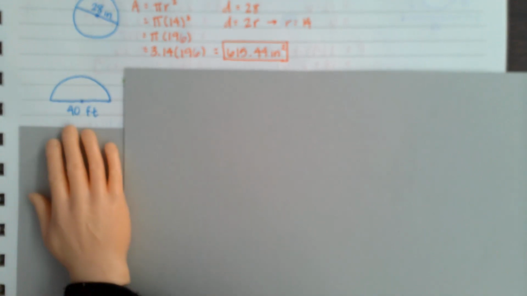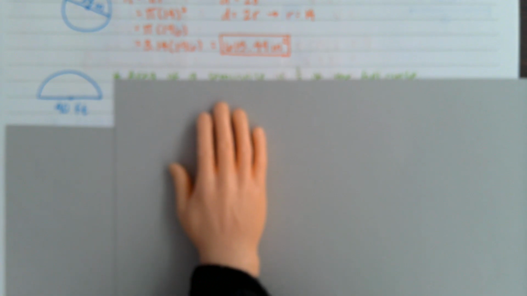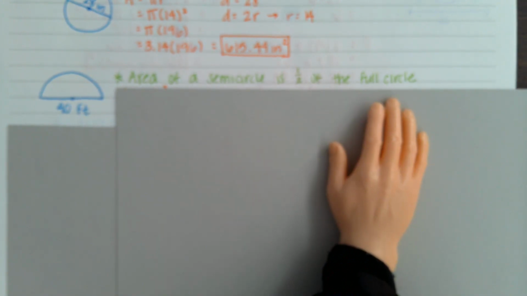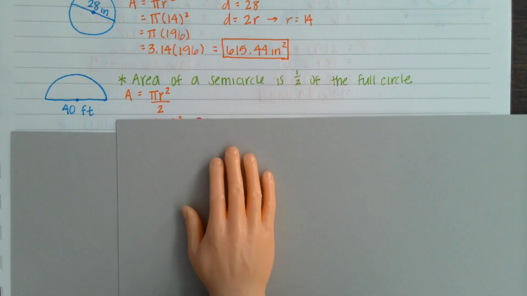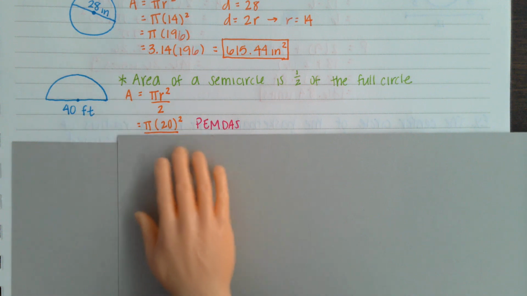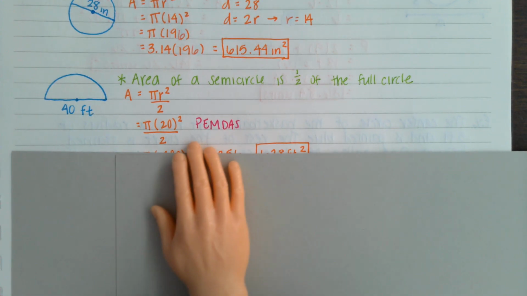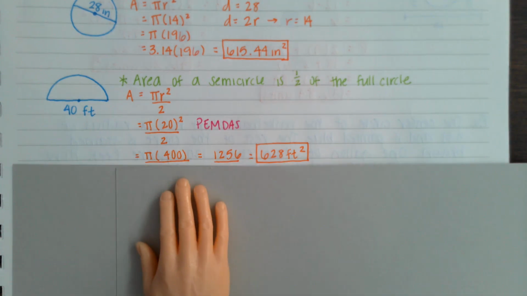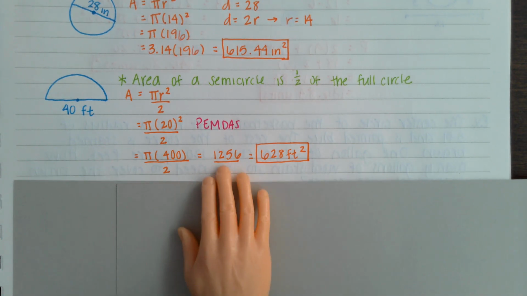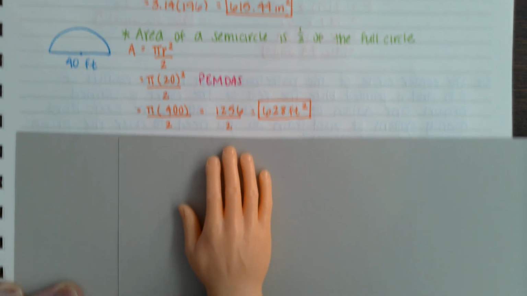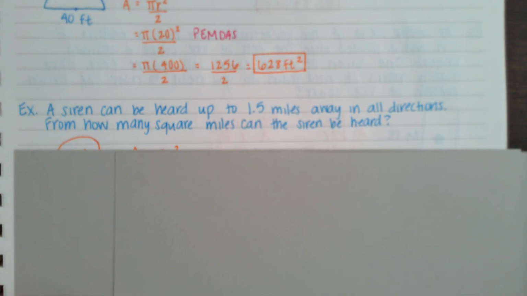Here I have a semicircle with a diameter of 40 feet. So the area of a semicircle is half the area of a full circle. So that means we're going to take pi r squared and divide by 2. Plug in the radius, so half of this diameter is 20, squared. And remember, follow order of operations. 20 squared is 400. 400 times pi is 1256. Divided by 2 is 628 feet squared.